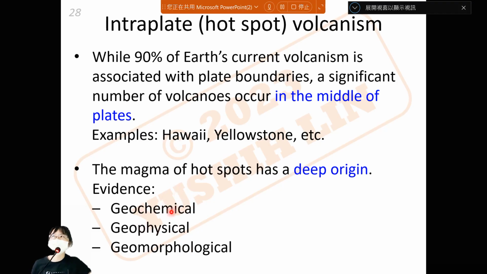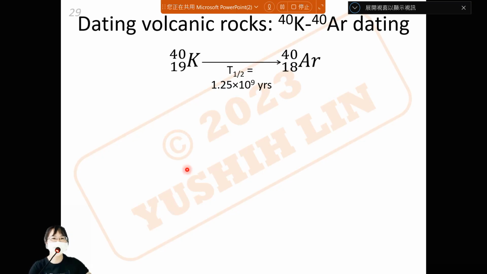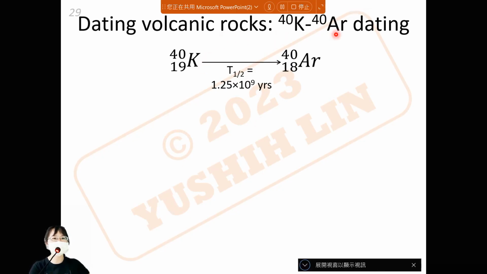We first talk about geochemical evidence. That's the time we will introduce the method scientists use to date volcanic rock. That is potassium-argon dating. Potassium-40 is the most abundant radioactive nucleus in seawater. It's very abundant in rock, so it's also very abundant in seawater. It will decay to argon, which is a gas. Its half-life is 1.3 times 10 to the 9 years, so it has a very long half-life.